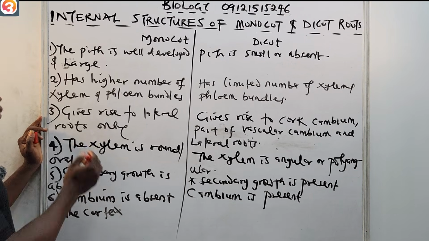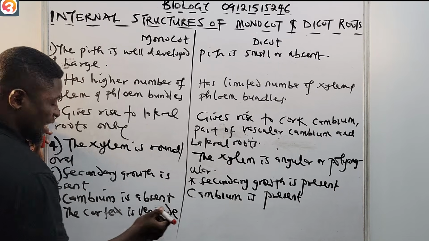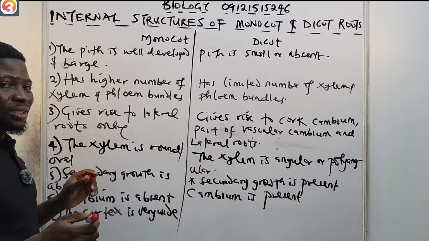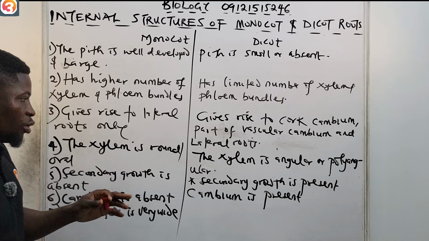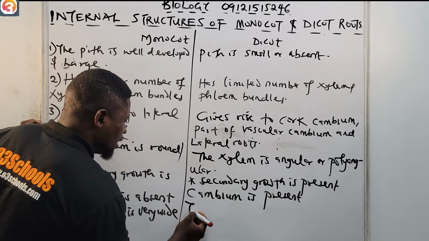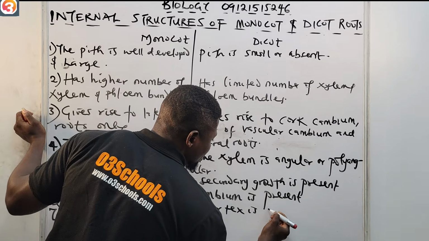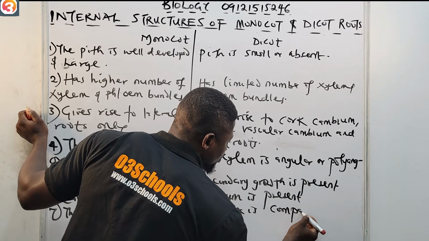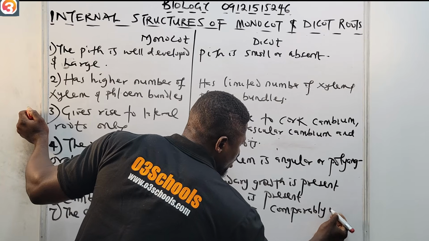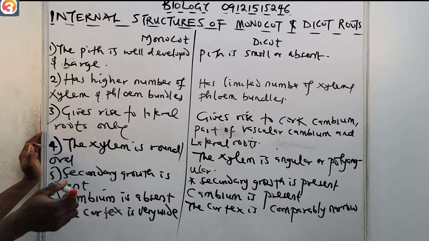The cortex for the monocot root is very, very wide, while the cortex for the dicot is comparably narrow. Please take note of that.